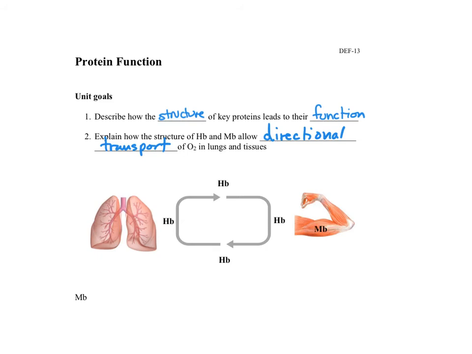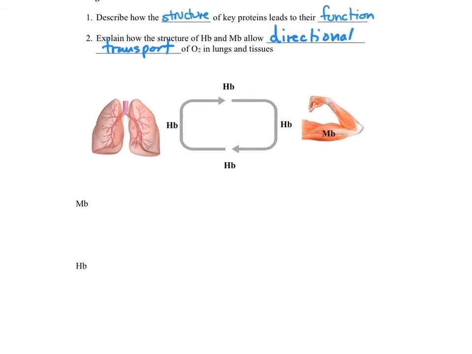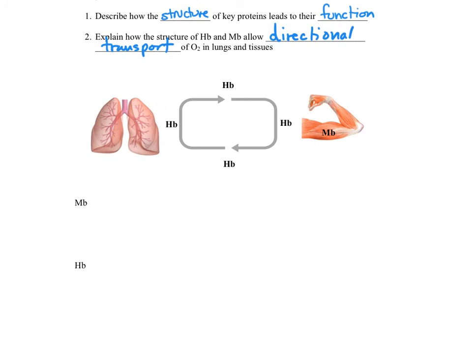So just briefly, to give you a sense of where we're going, we can define hemoglobin as oxygen transporter in blood. And myoglobin, MB, as oxygen storage in muscles.